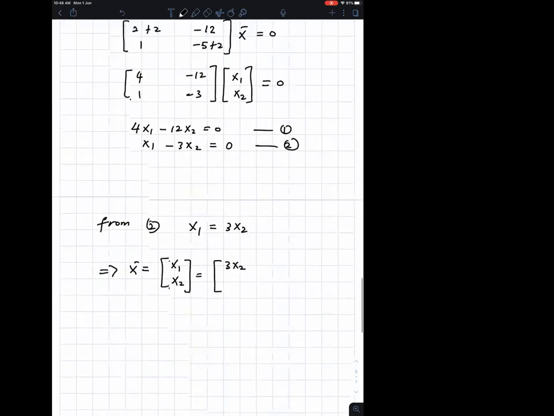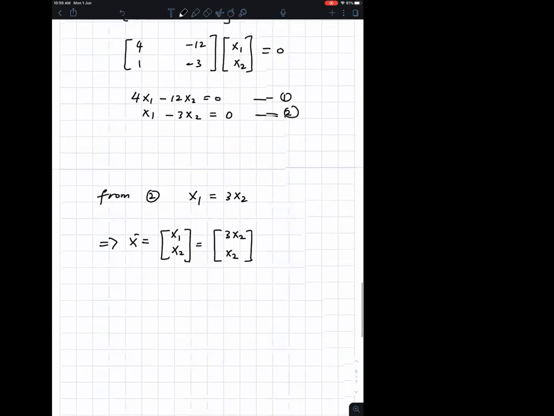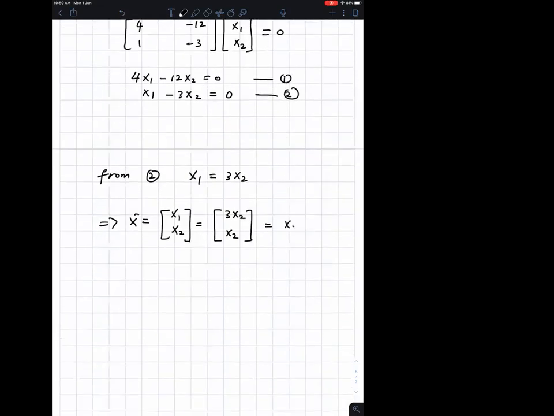I'm not going to rewrite that, just leave it as x2. Next, you factor out the x2. It's 3, 1, with x2 not equal to 0. So this is the eigenvector.